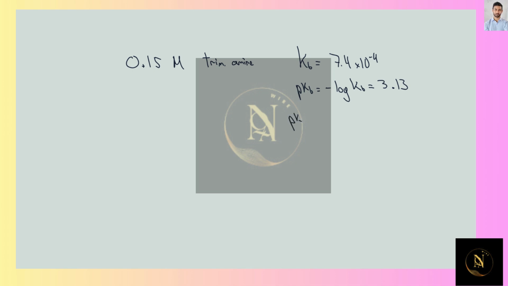At the same time, we know from the relationship between pKa and pKb, which is that pKa plus pKb needs to be equal to 14 always. From here we can calculate the value for Ka, which is going to be 14 minus pKb, and the pKa for this compound is going to be 10.87.